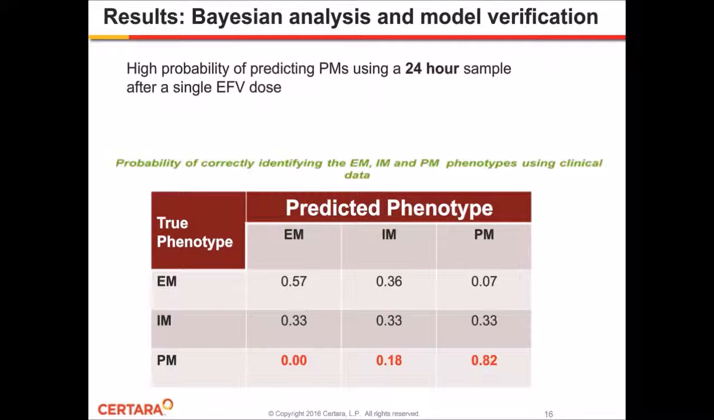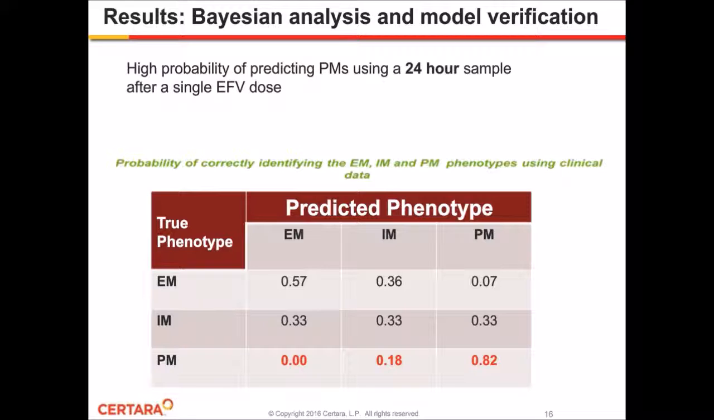These are the results from our Bayesian analysis. So the first important fact that emerged was that there was a high probability of predicting PM using a 24-hour sample after a single dose of Efavirenz. And this was very promising because in this case it's just a single sample that's giving you a high probability of predicting the PM.